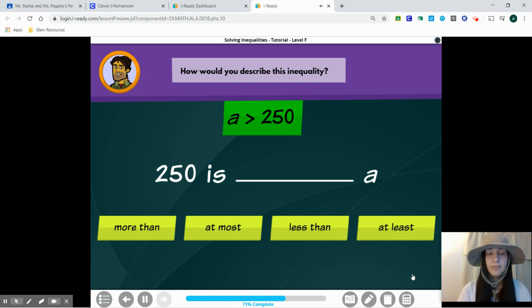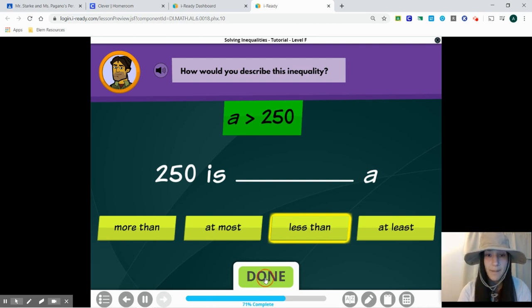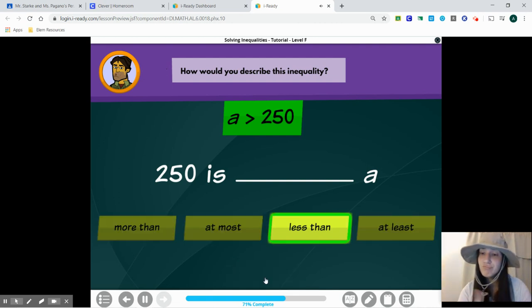How would you describe this inequality? Okay, so A is greater than 250, which means that 250 is less than A. Tried to flip it around and trick us, but it didn't work. I see the reversed order did not throw you off. No, sir. Good job.